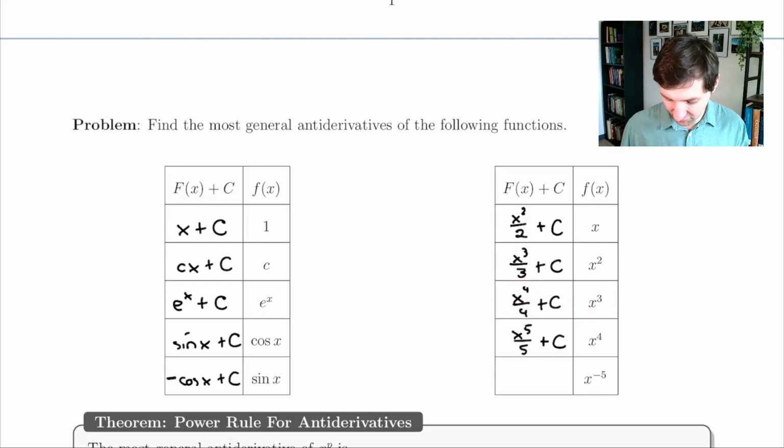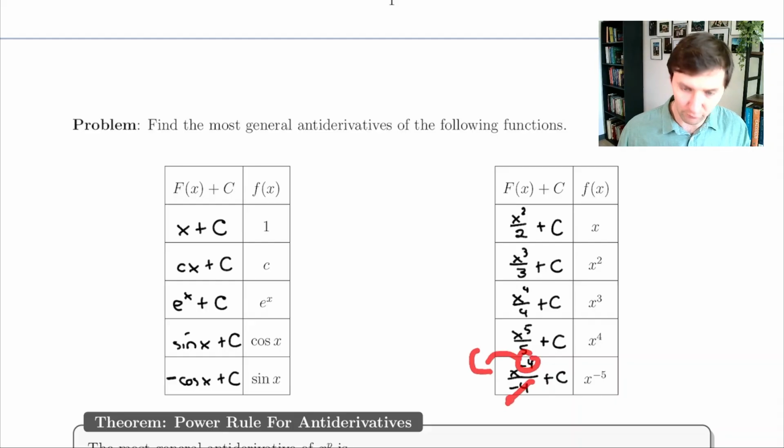Let's apply this logic to x to the negative fifth power. Let's increase the power by 1, which will give me x to the negative fourth power, and I divide by that power, and I add c at the end. Let's confirm that this works. When I take the derivative of this expression, negative 4 will come down, will cancel with negative 4 in the denominator, and will change into negative 5, exactly like we wanted.